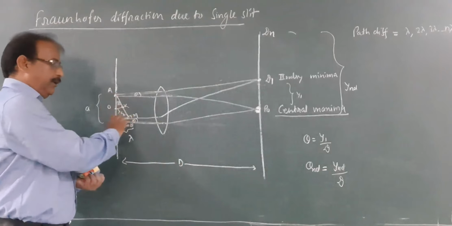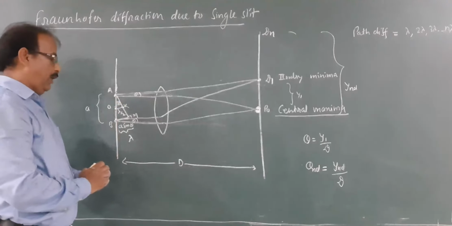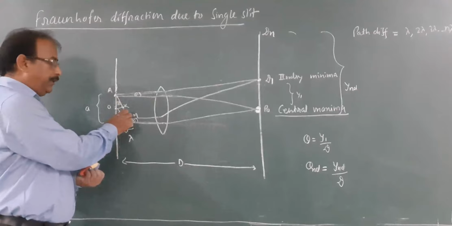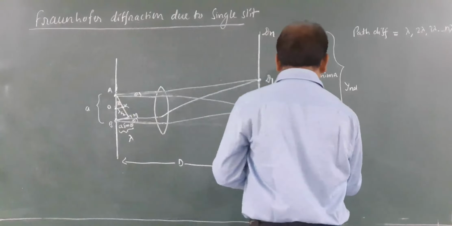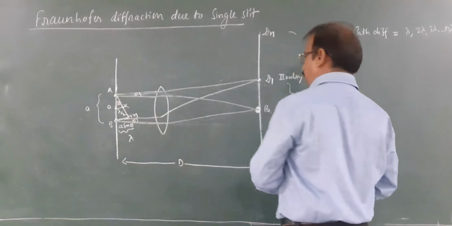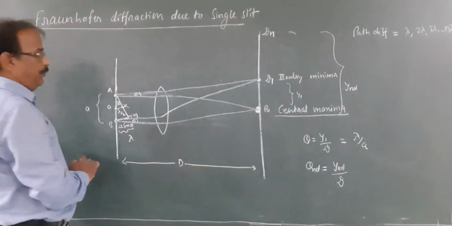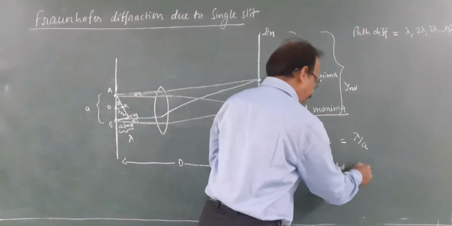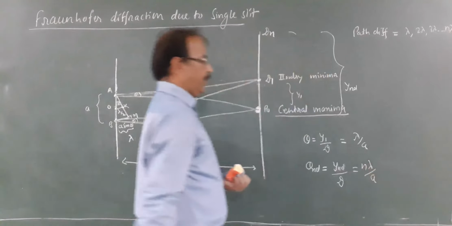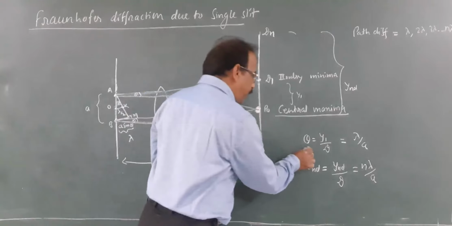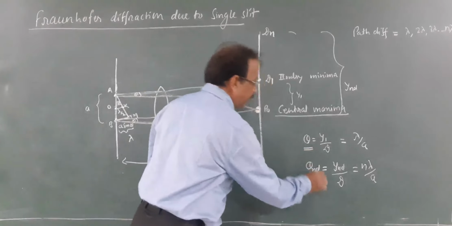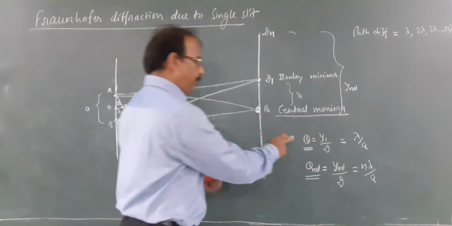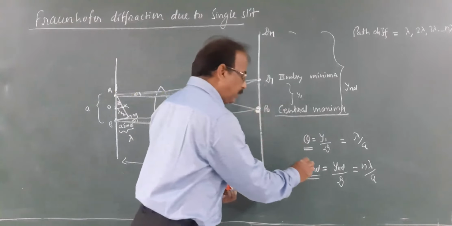In this triangle, as theta is very small, we can write theta equal to lambda upon A. So for nth dark band, for nth secondary minima, you'll get n lambda upon A. This is called angular width of that minima. Angular width for first minima, angular width for nth minima.